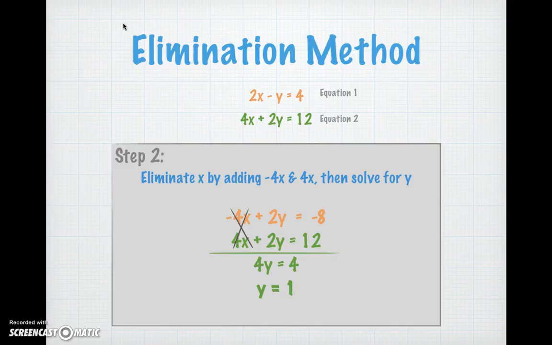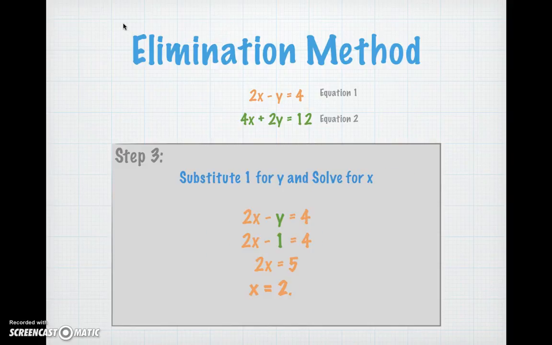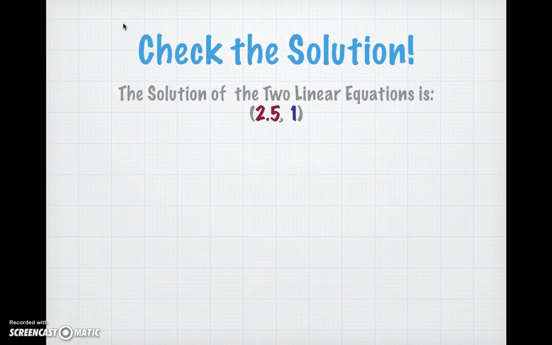Now that I have my y, I can substitute it into my other equation. So substituting 1 for y, I get 2x minus 1 equals 4. Solving for x, I get 2x equals 5, which simplified gives me x equals 2.5. Now that I have my 2 points, I'm going to go and check and see if my solution is true.